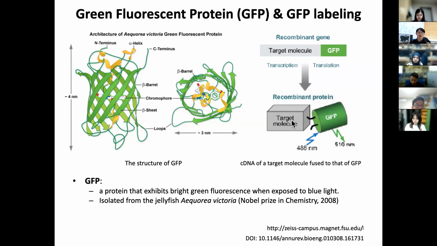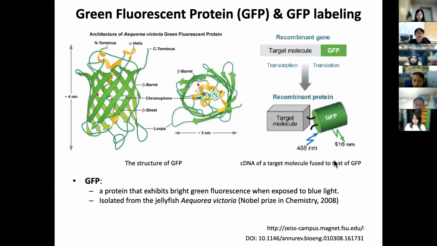However, you realize the target molecule doesn't provide contrast. So what you do is tinker and attach your GFP molecule, and to this GFP you send blue light, such as 488 nanometers, and you will get emission light at around 510 nanometers. Now you have a tool to look at the GFP. Remember, you are interested in the target molecule, but you can see GFP because it's connected. So the complementary DNA of the target molecule is fused to that of GFP.